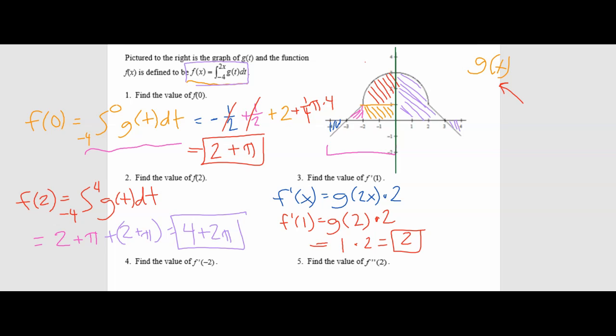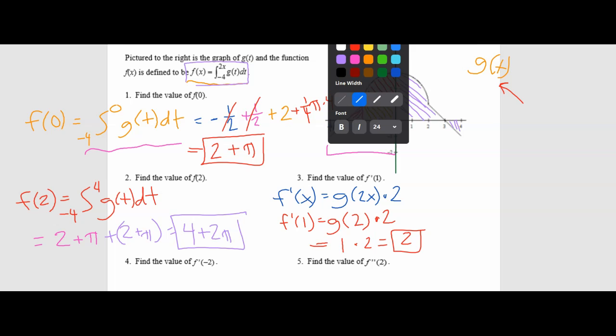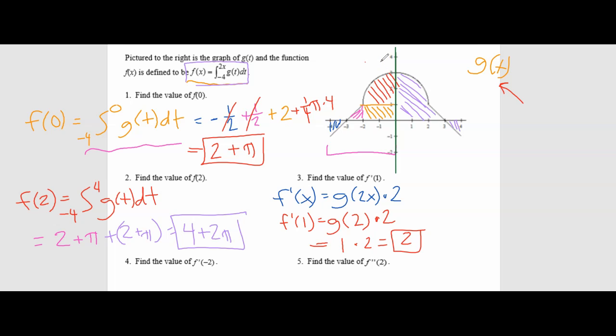Let's look at f prime of negative 2. So I don't need to go through all the work to find f prime, right? I can just skip to f prime of negative 2. That's going to be equal to g of negative 4 times 2. G of negative 4 is negative 1 times 2. So we get an answer of negative 2.